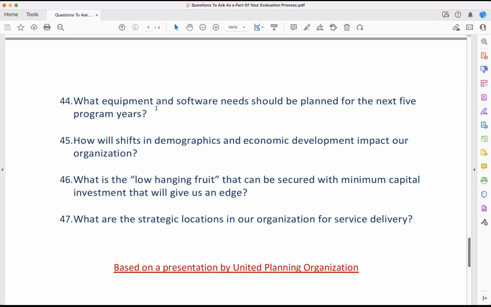So think about when you're investing in your software, when you're investing in different systems you might use, is this going to be able to grow with you over the next 5 program years? And then you can reevaluate it and see if you need something else or if you need to scale down.